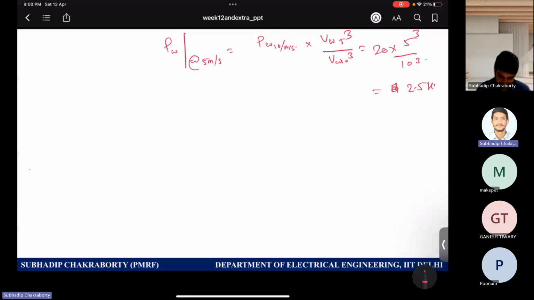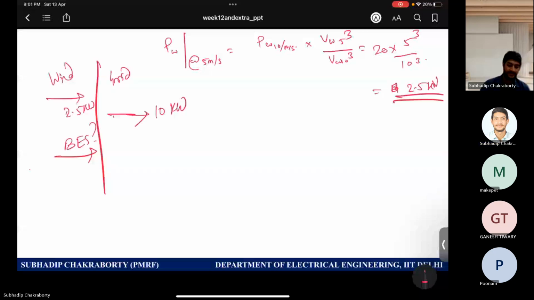But your wind power has decreased. Your wind is injecting 2.5. You want here to push 10 kilowatt. So how much will you inject with the battery? Tell me. 7.5 kilowatts, correct? 7.5 kilowatts you need to push with the battery.